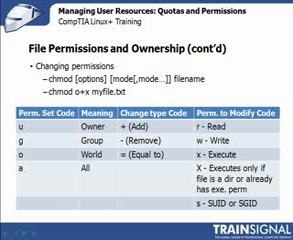And these continue on the next slide. As an example, we could type in chmod space o plus x space myfile.txt. And that just says to give everyone execute permission to the file myfile.txt.